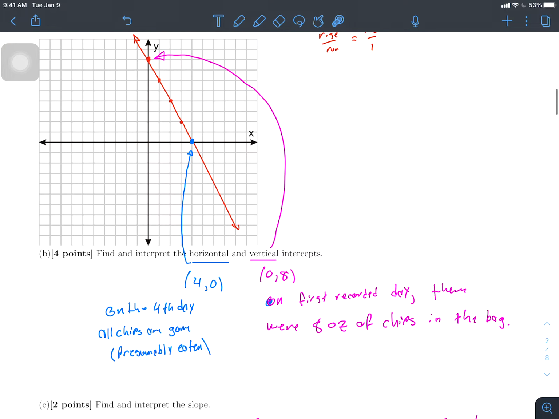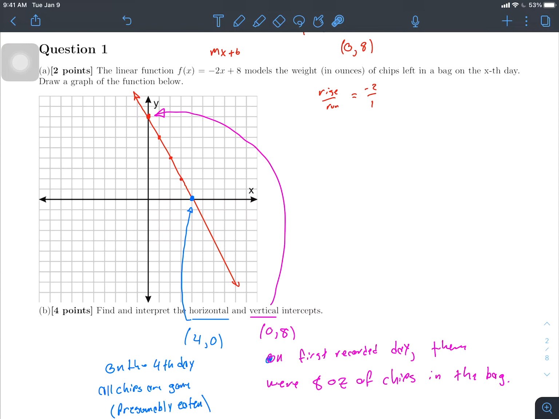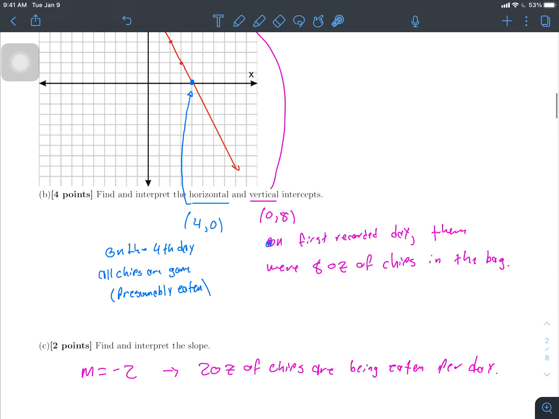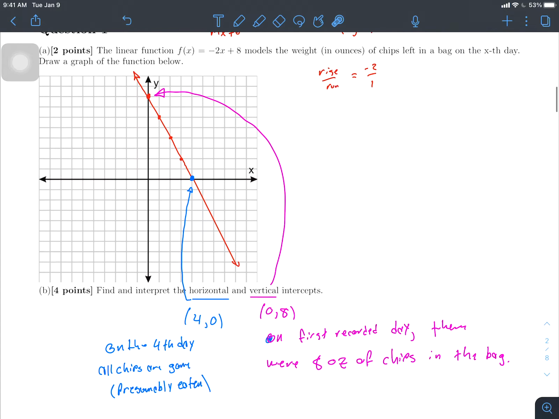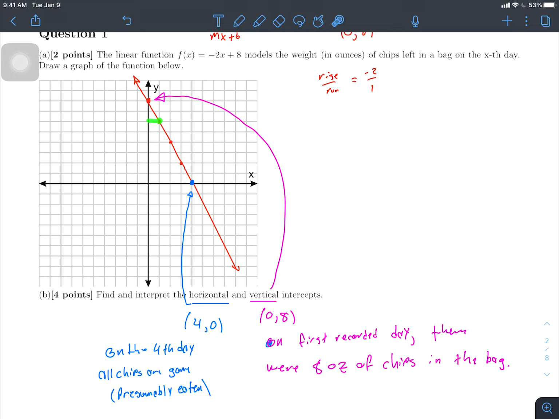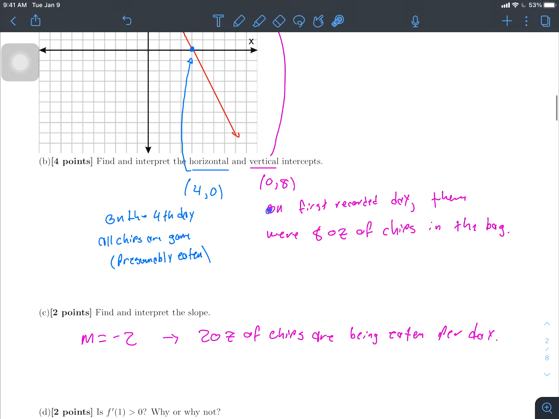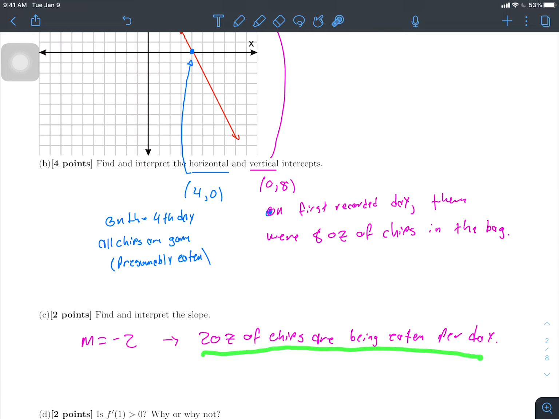All right, the next question was to find and interpret the slope. So we actually already did that. To graph this thing, we found that the slope was -2, so m is equal to -2, and the way I think about the slope in terms of the problem is, this is the rate at which my substance is changing, okay? So it should be expressed as a rate, okay? So in this case, it's -2, so for each 1 day that I move over to the right, the number of ounces of chips in the bag goes down by 2, which tells us that we are eating 2 ounces of chips per day.